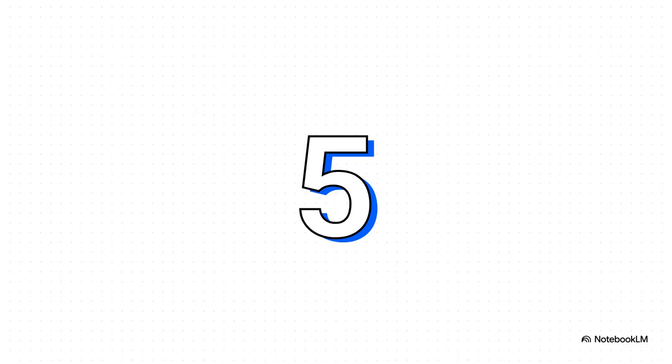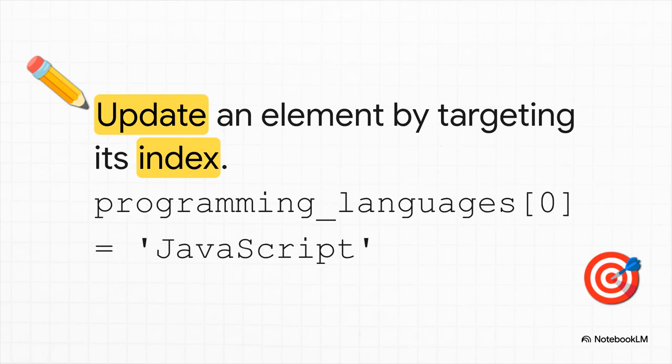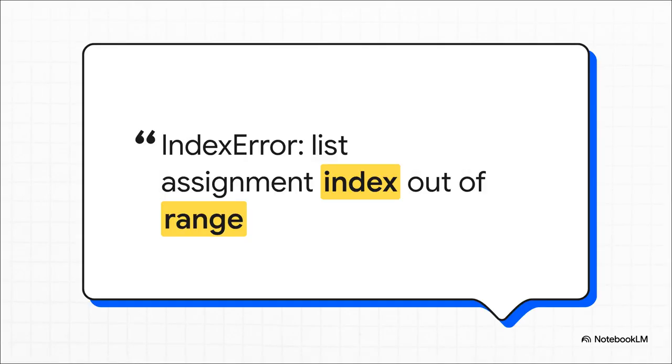Simple as that. To change an item, you just target its index and assign a new value just like you would with a regular variable. So here, we're targeting index 0, which holds Python, and we're just overriding it with JavaScript. Boom, the list is updated. Okay, quick heads up. You are absolutely going to see this error at some point, index error. When you do, not panic.